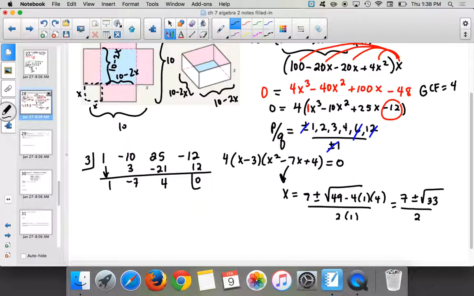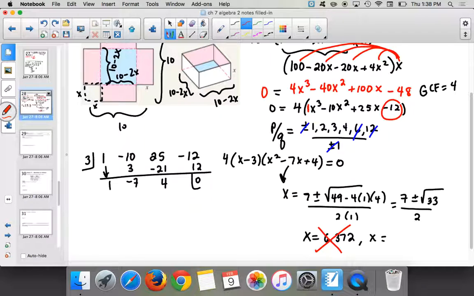So if I was putting this into my calculator, I would do just the numerator first and hit enter. So go ahead and do this along with me. Make sure you guys get the same answer. All right, so I'm going to do 7 plus the square root of 33, and I'm going to hit enter. And then I'm going to take that answer and divide by 2. So when I do the first answer, so using the plus, was 6.372. Do we think that can work? Can you cut out 6.372 inches on each side?